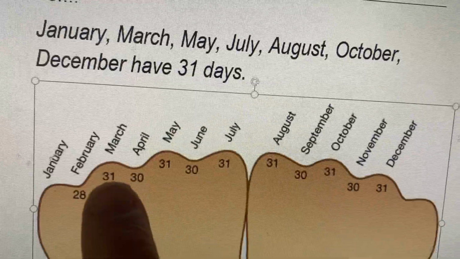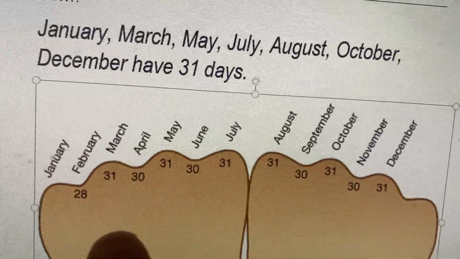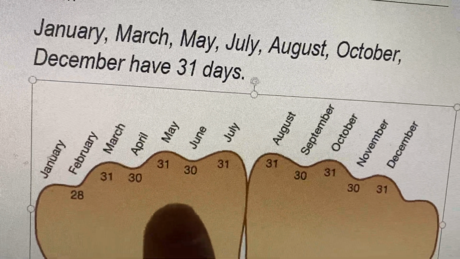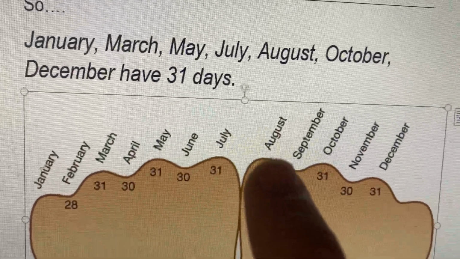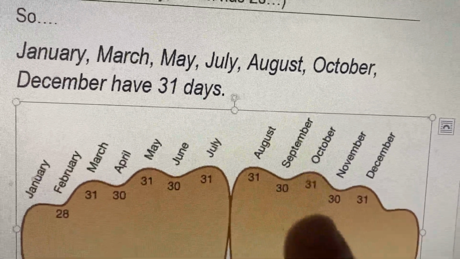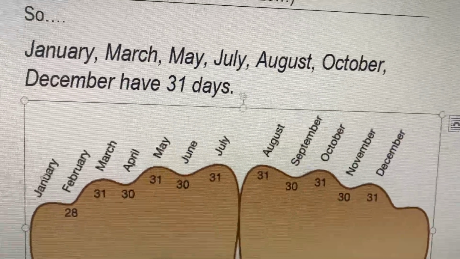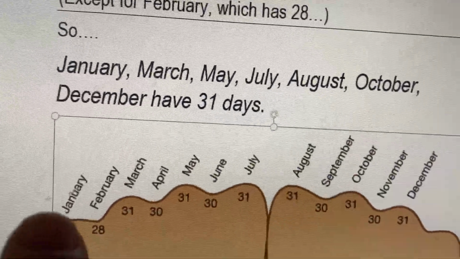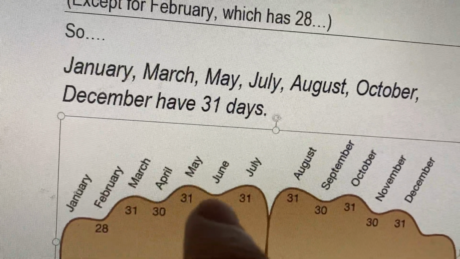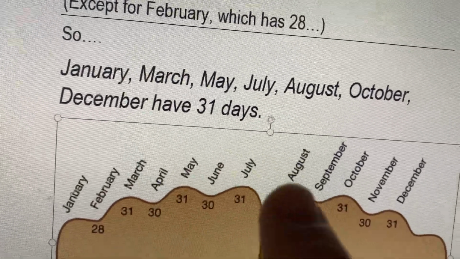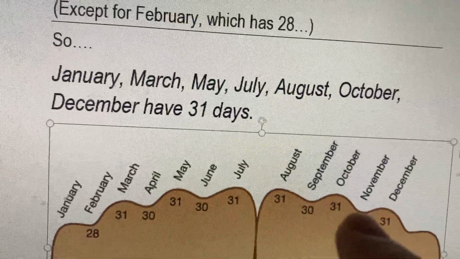So there's 31 days here in January, 31 days in March, 31 days in May, 31 days in July and August, 31 days in October, and 31 days in December. So you just go January, February, March, April, May, June, July, August, September, October, November, December.